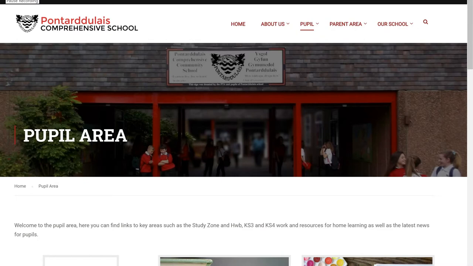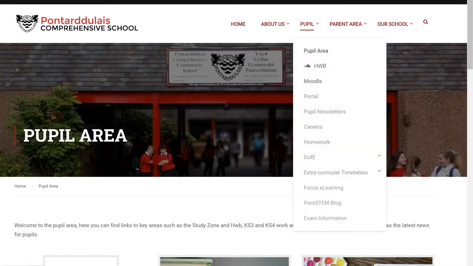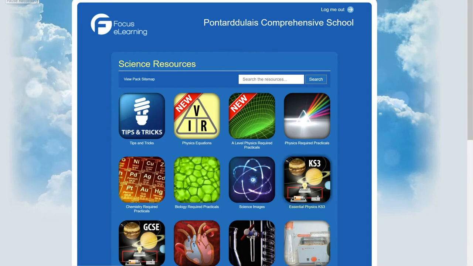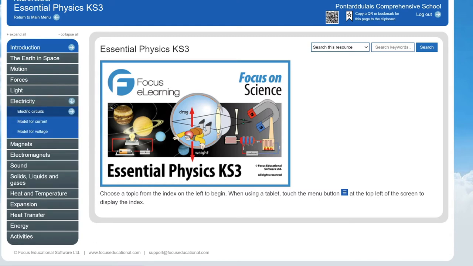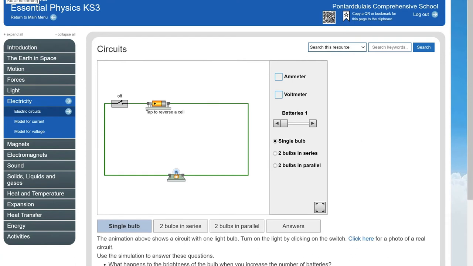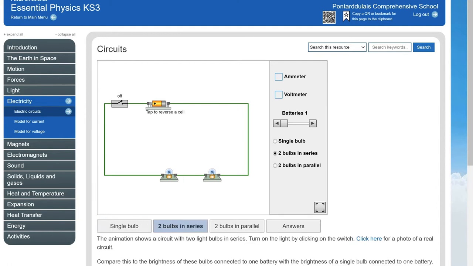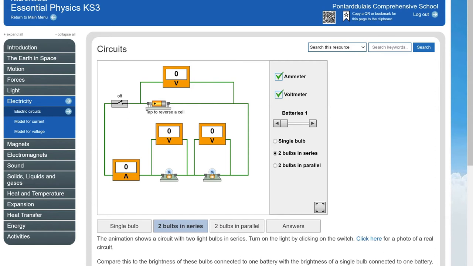On the school website, if you select, underneath pupil area, eFocus e-learning, within electricity, and you go to electric circuits, you'll remember this from the previous lesson. And what you could do is add in an extra bulb, see how the current changes, how the voltage changes across each one. And you can change the size of the battery. Just remember to switch on the circuit. Okay.